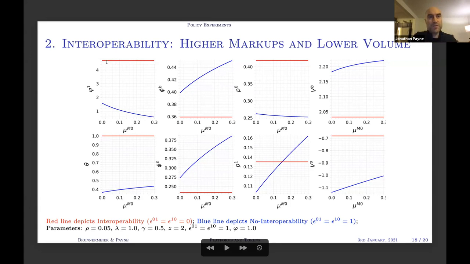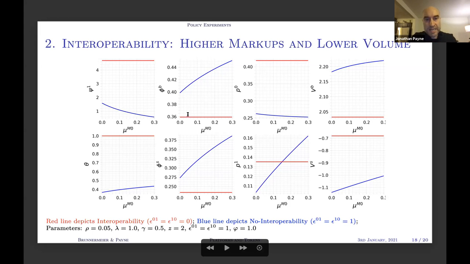This is the move from the blue line to this red line here. Or I should have said the red line depicts the world with full interoperability, and the blue line depicts the world with no interoperability, the same world that we had in the first example a moment ago. Okay. So how does that end up feeding through into the rest of these variables?